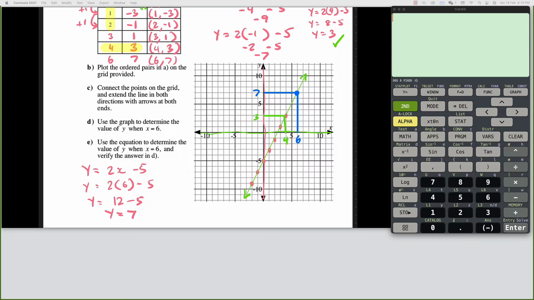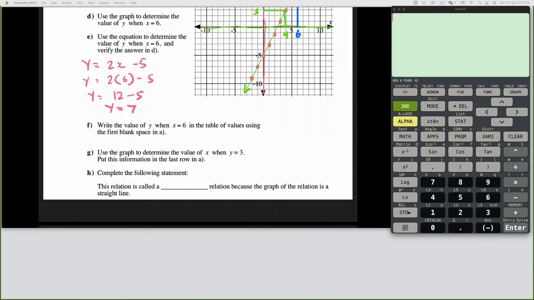And we can see that that is true on this line right here up in the table of values. Okay, and where are we now? We would be on H. Complete the following statement. This relation is called a blank relation because the graph of the relation is a straight line, and we call that a linear relation.